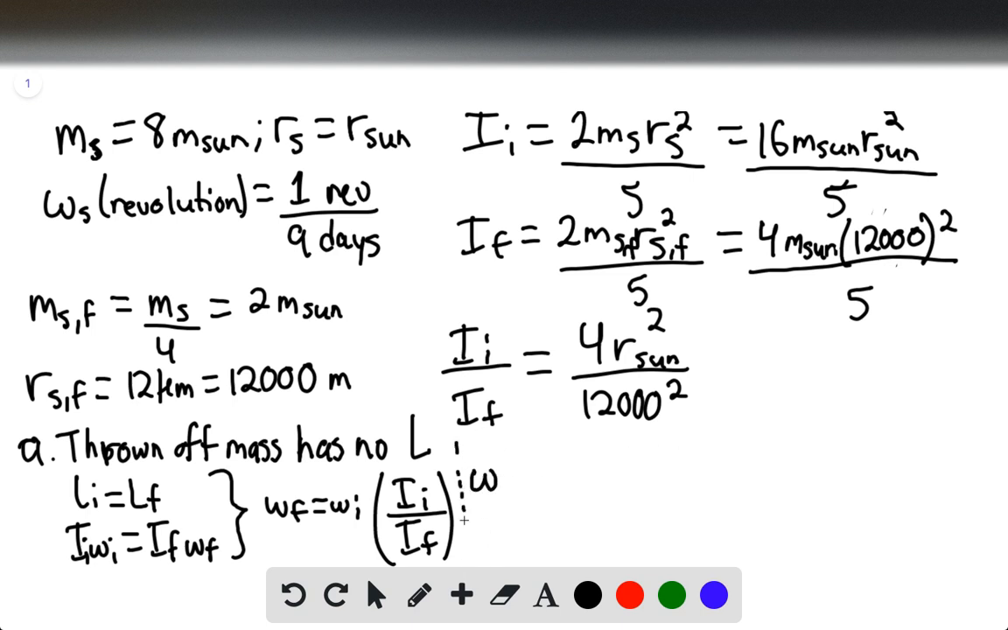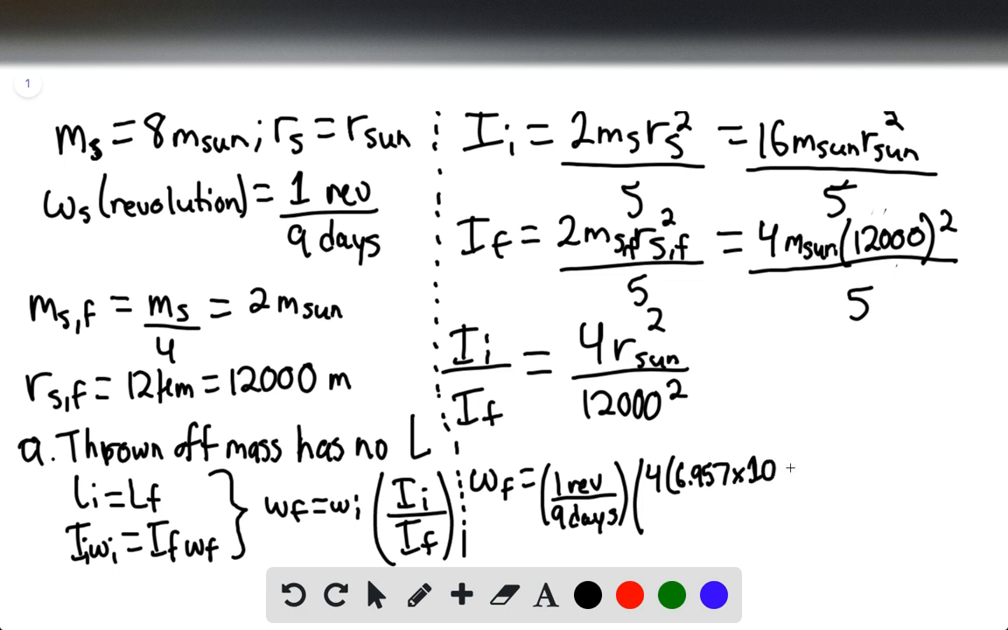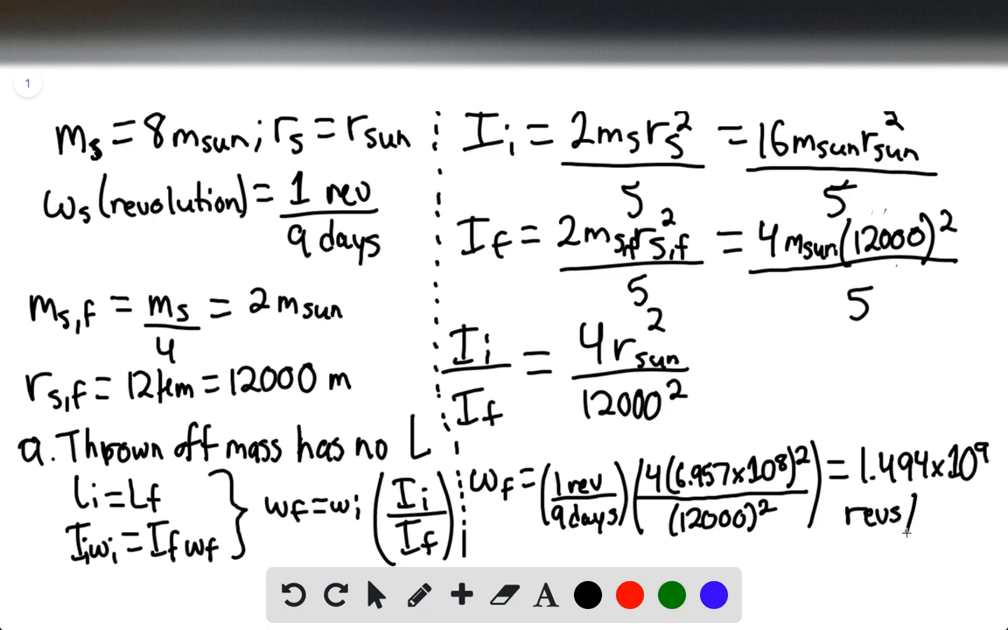So at that point, omega final equals 1 revolution in 9 days times 4 times the radius of the sun, 6.957 times 10 to the 8th squared, divided by 12,000 squared. And this would be equal to 1.494 times 10 to the 9th, and this will be revolutions per day. So this would be your answer for part A. This is the revolutions per day after the star has collapsed and the thrown off mass has no angular momentum.